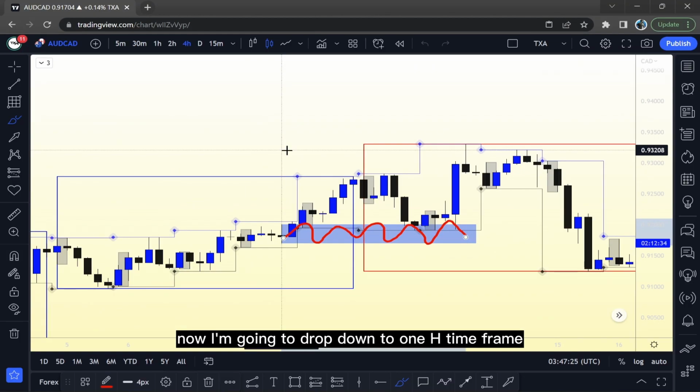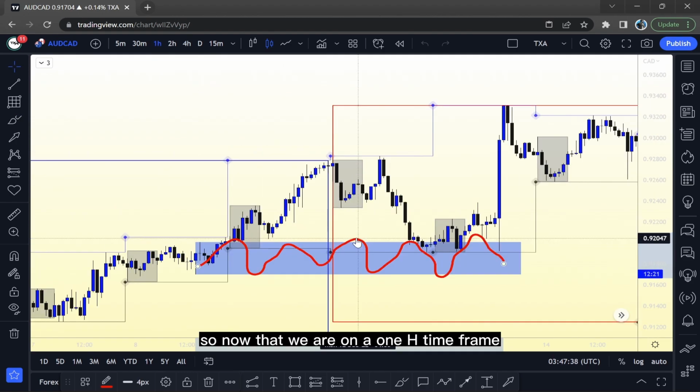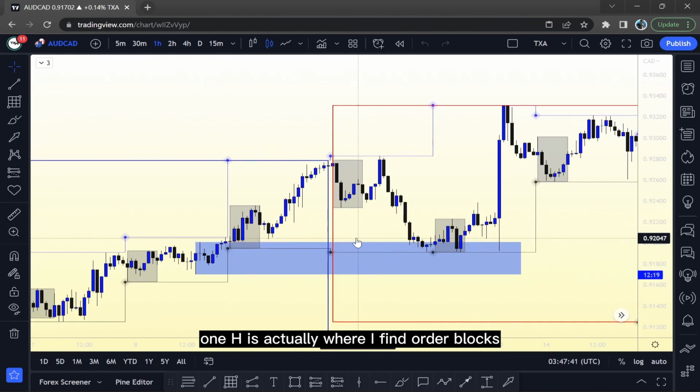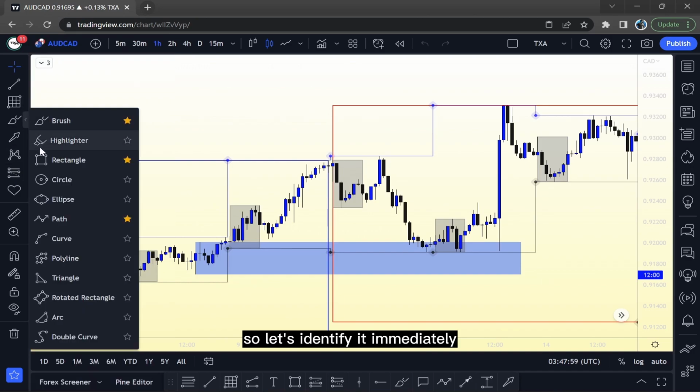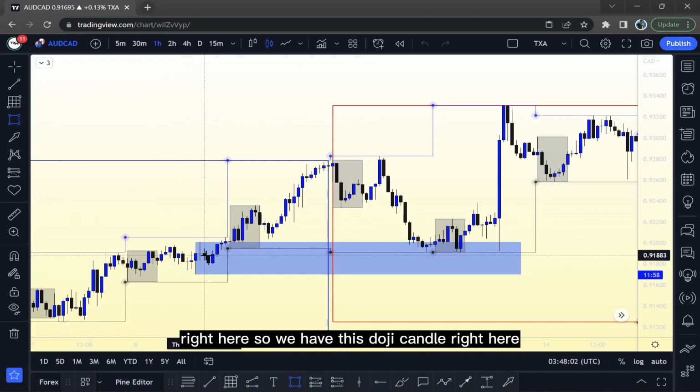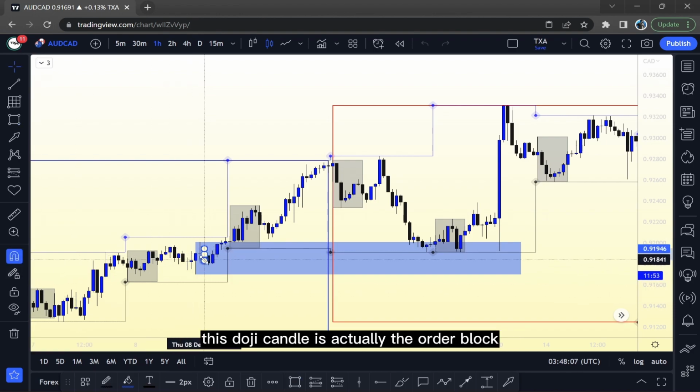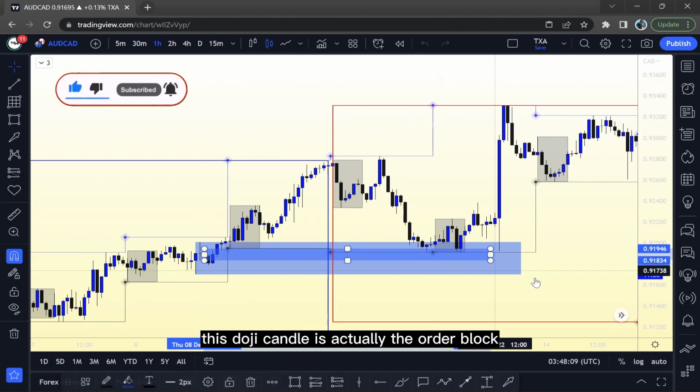Now I'm going to drop down to 1H time frame. So now that we're on a 1H time frame, 1H is actually where I find order blocks. Now order blocks is where I actually find specific candles within a demand zone area that is responsible for the impulsive move. So let's identify it immediately. Right here. So we have this doji candle right here. This doji candle is actually the order block.